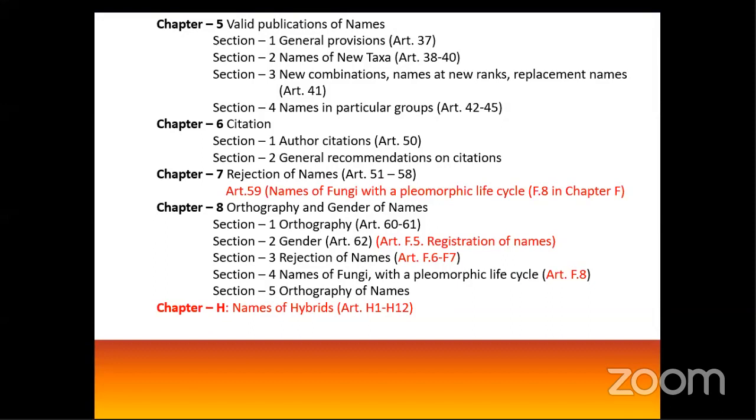And chapter 7, rejection of names. Here also for fungi, a separate chapter will be there. Article 59 is only for fungi. The name of fungi with the pleomorphic life cycle, that's a fungi chapter in chapter F. F means fungi. And chapter 8 of the second division, the orthography and gender of names.